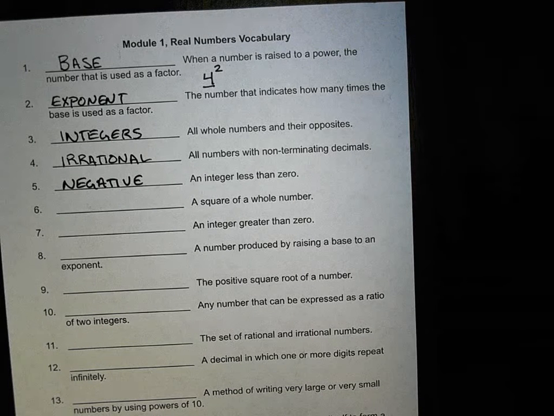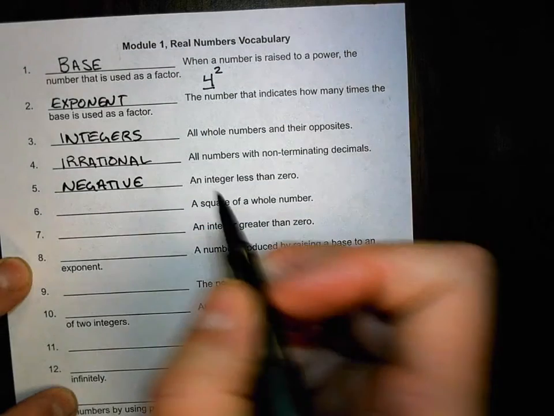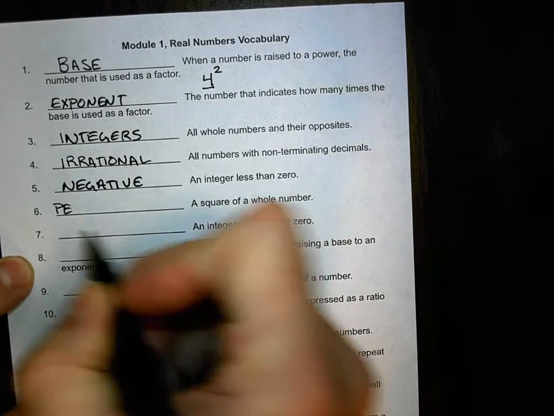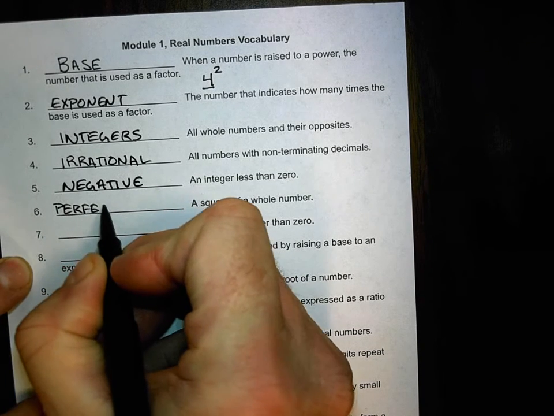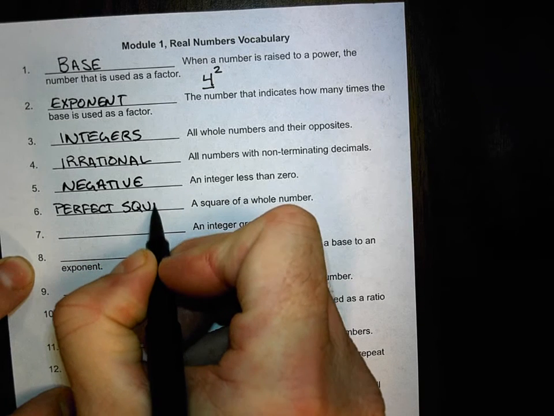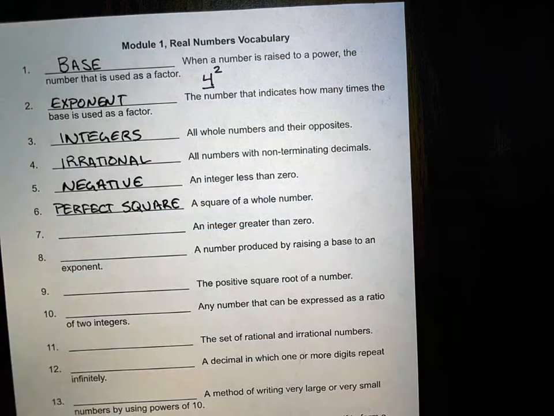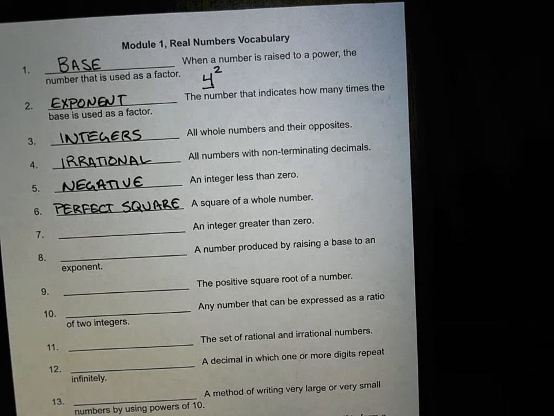A square of a whole number. What do we call a square of a whole number? A perfect square. Well, this is why. If I'm finding 2 times 2, what is it? 4. It's a perfect square. It starts with a whole number and ends with a whole number. It's perfect. There's no decimals involved. It doesn't drive you crazy math-wise.